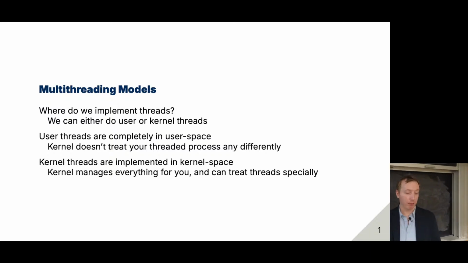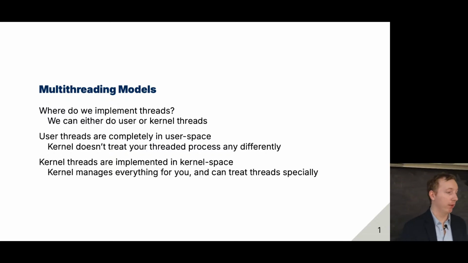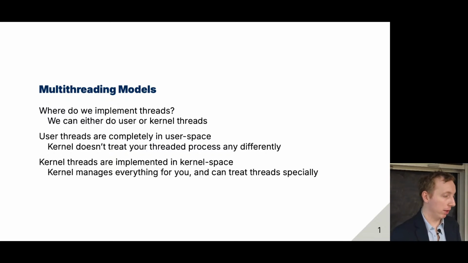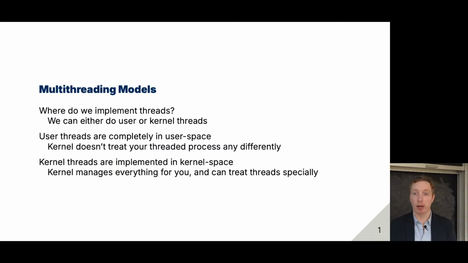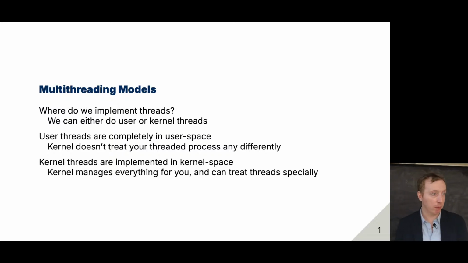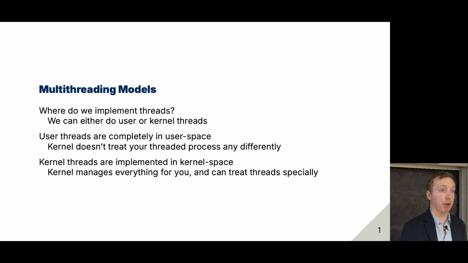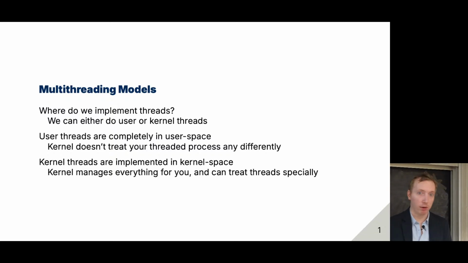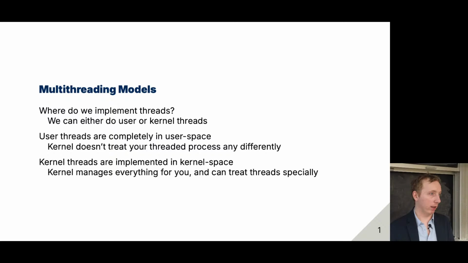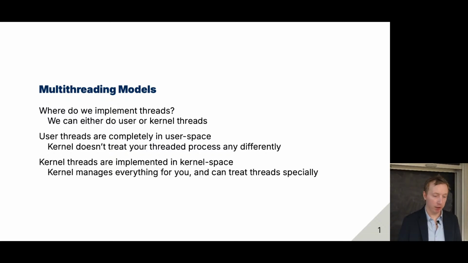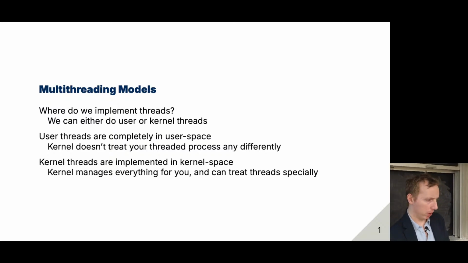Kernel threads are implemented in kernel space, and the kernel manages everything for you, and it can treat threads specially so that if you have multiple threads in a process, maybe I can run them in parallel because I know about them. If they're purely in user space, the kernel doesn't know anything about them. It just thinks there's only one thing executing at a time, so nothing would be running in parallel. That would be the major drawback between them.